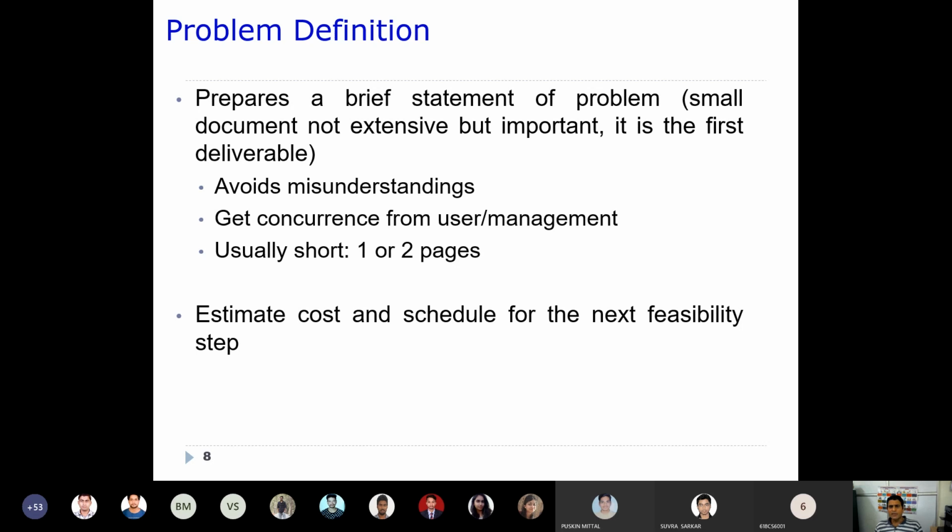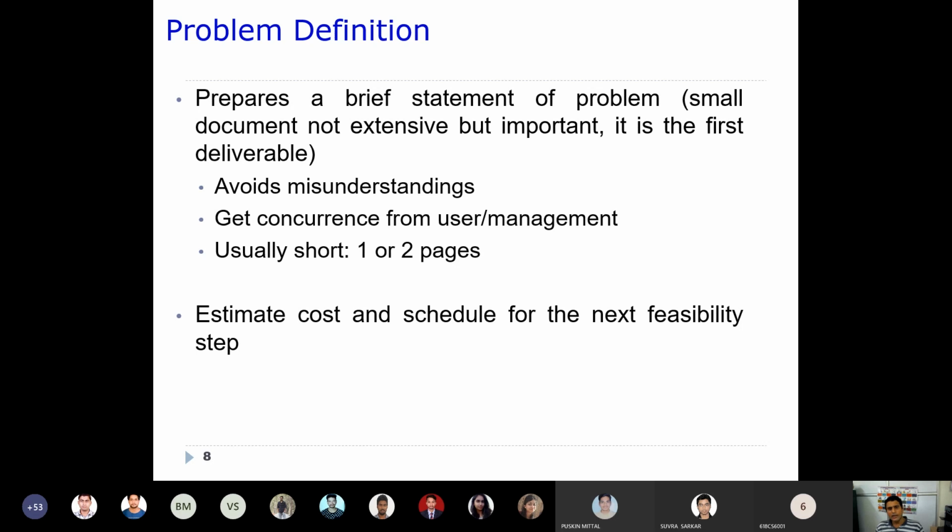Now, prepare a brief statement of the problem. So what is there in the problem definition? It contains a brief statement of the problem. It's a very small document. It's not extensive, but it is very important also. And it is the first deliverable. That means it is the first output from any waterfall model, because it is the starting phase. So the first deliverable here is the problem definition document.